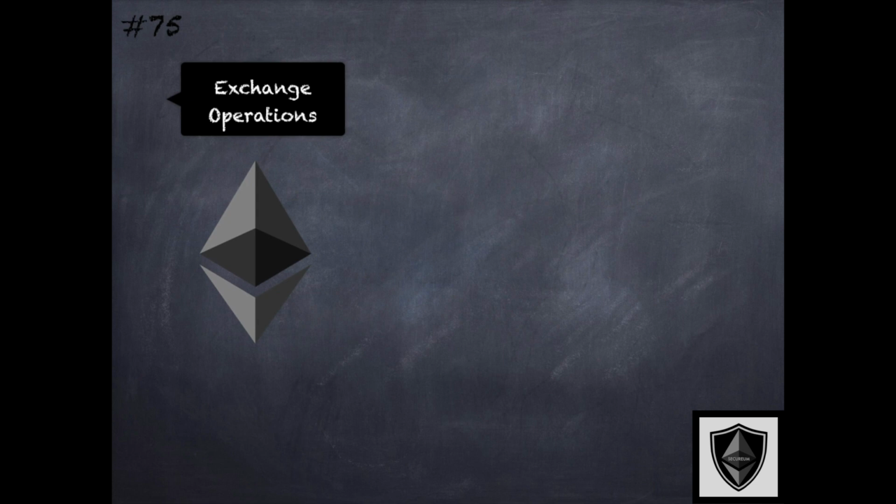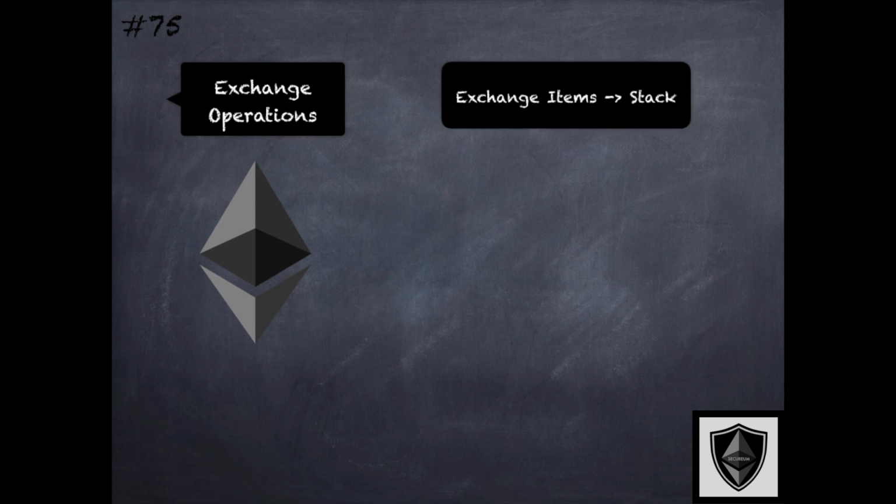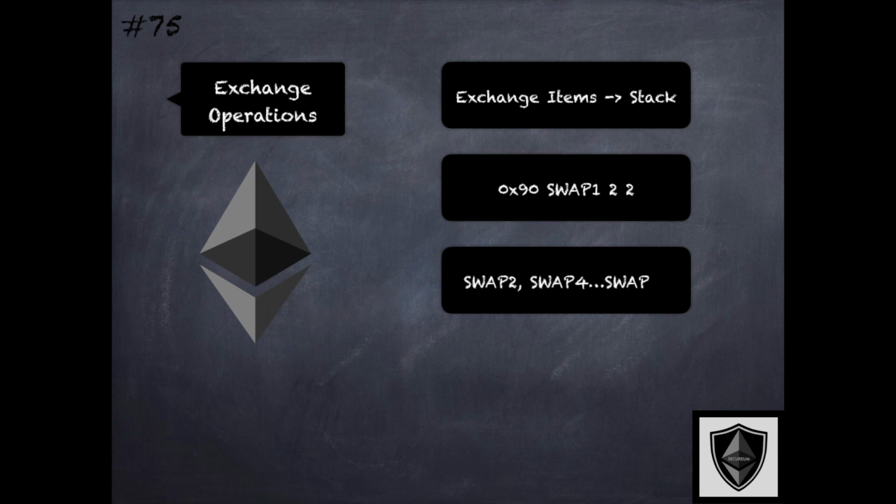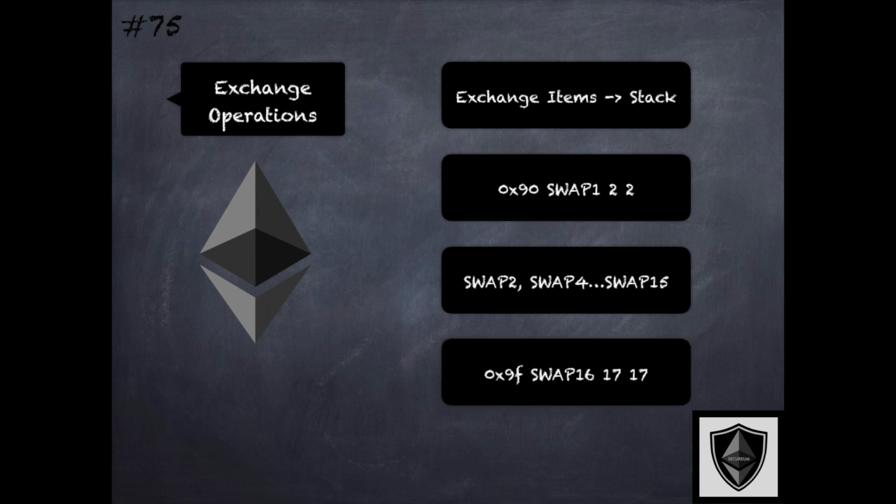The final set of instructions that operate on stack items are the exchange operations. These exchange or swap the items that are already on the stack. So swap 1, for example, exchanges the first and second stack items. Swap 2 exchanges the first and third, and so on. And all the way to swap 16 that exchanges the first and 17th stack items.